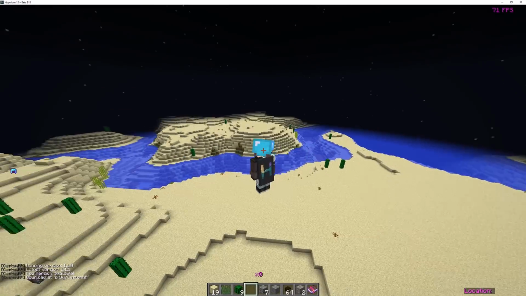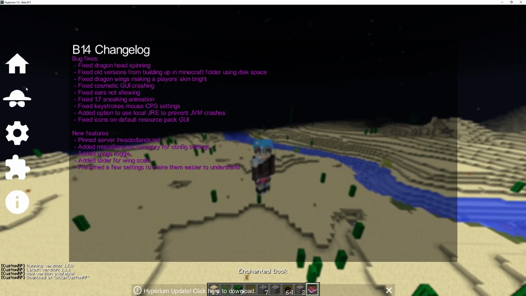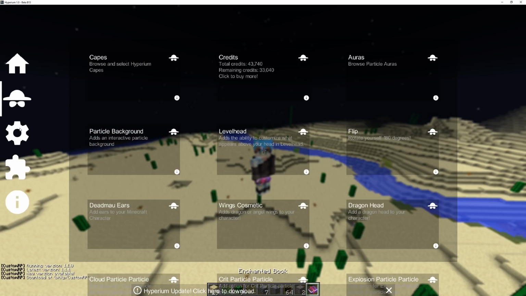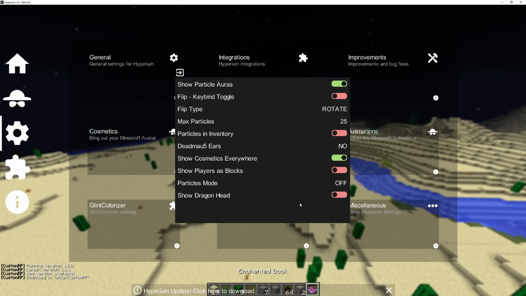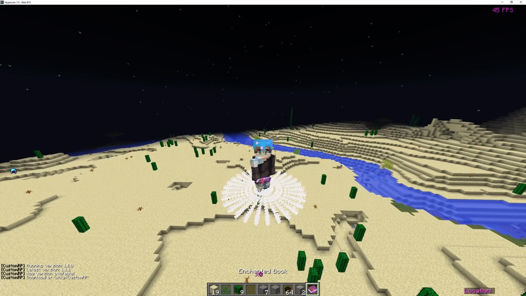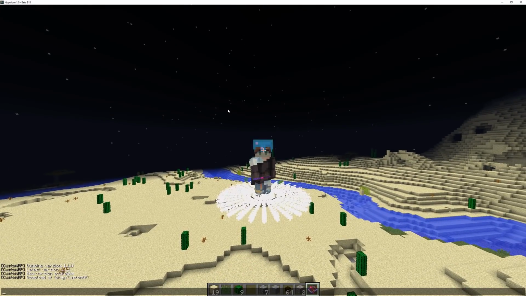All right, so, oh, nothing happened. Did I turn off particles? I just added the toggle for it. It's in cosmetics. Particle. Isn't there a show particles thing? No. Show particle. Oh, it's on the top. It is enabled. Oh, that's all on the ground.